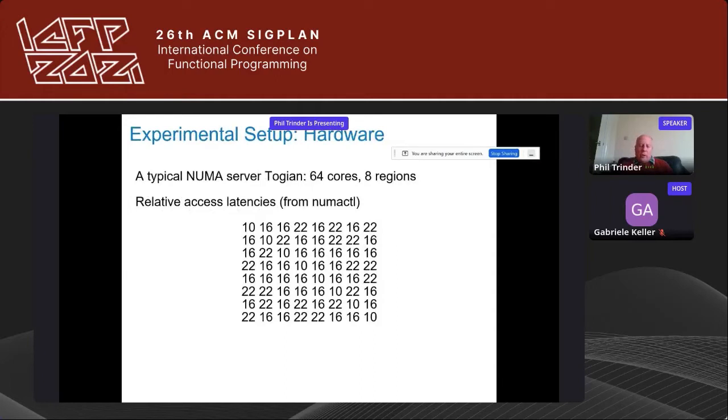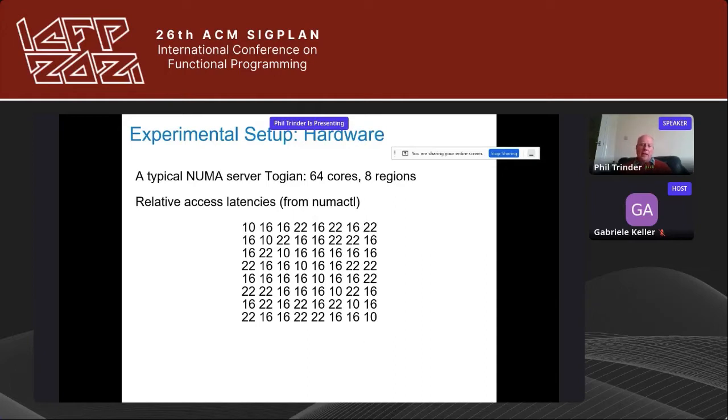So what I'm going to do is report a fairly systematic study of some GHC Haskell programs running on a specific Numa machine. The machine is called Togian. It's a typical Numa server. It's got 64 cores and 8 regions.